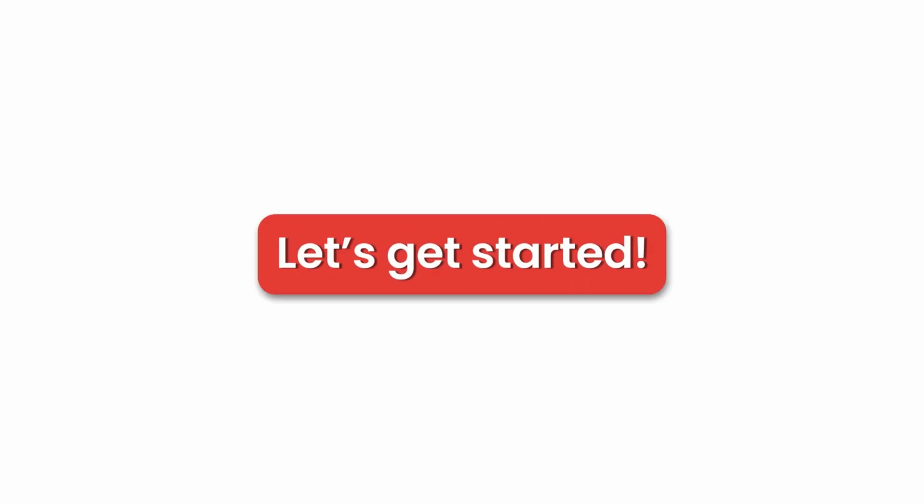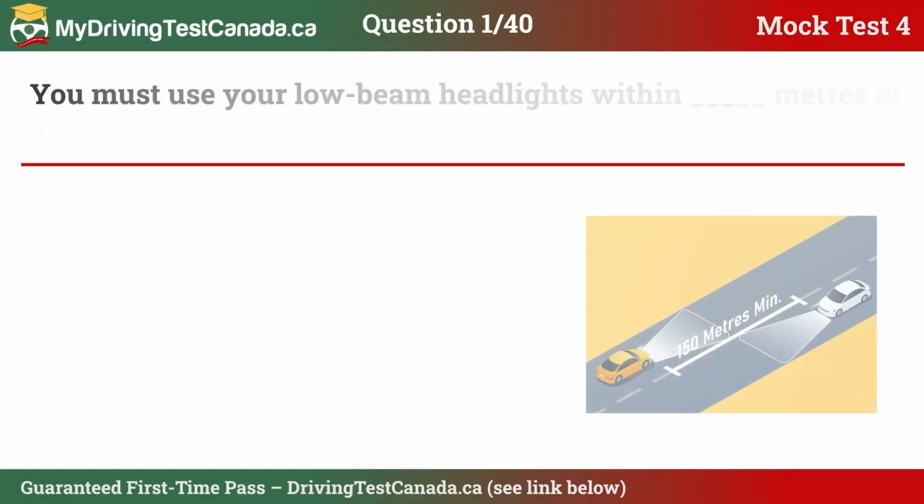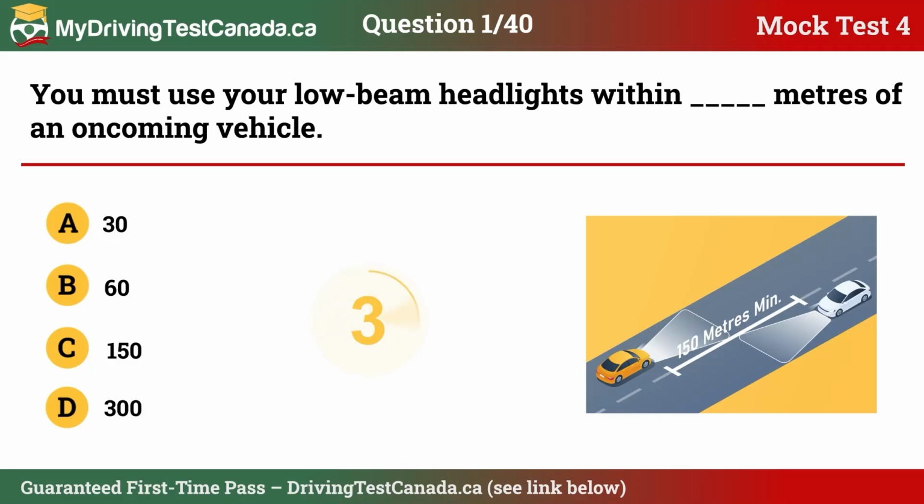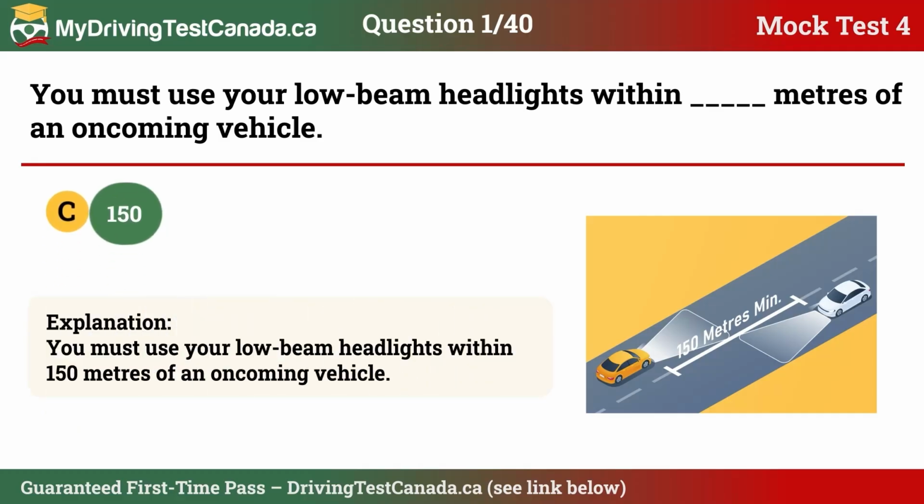Let's get started. Question 1. You must use your low beam headlights within dash meters of an oncoming vehicle. A. 30. B. 60. C. 150. D. 300. The correct answer is C. 150. Explanation: you must use your low beam headlights within 150 meters of an oncoming vehicle.